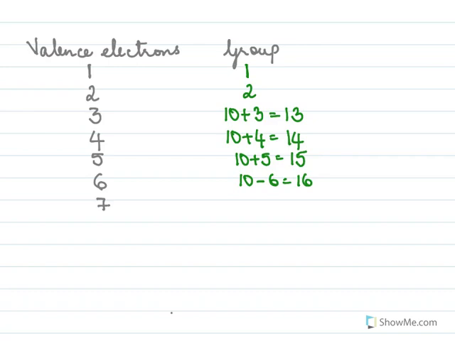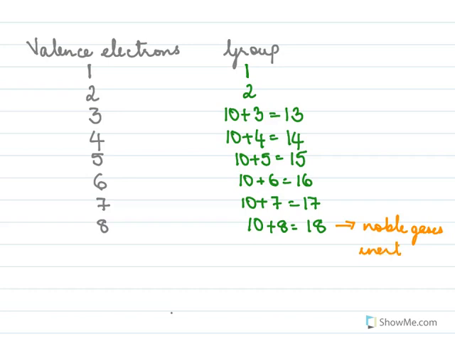7 valence electrons, it belongs to 10 plus 7, which is group 17. And 8 valence electrons, it belongs to 10 plus 8, and this is group 18. Now this last group is a very interesting group. It is called the noble gases, or the inert gases, because since they have 8 electrons in the outermost orbit, it's an octet state, and when it's an octet state, it's a highly stable state. The atoms do not lose, gain or share their electrons.